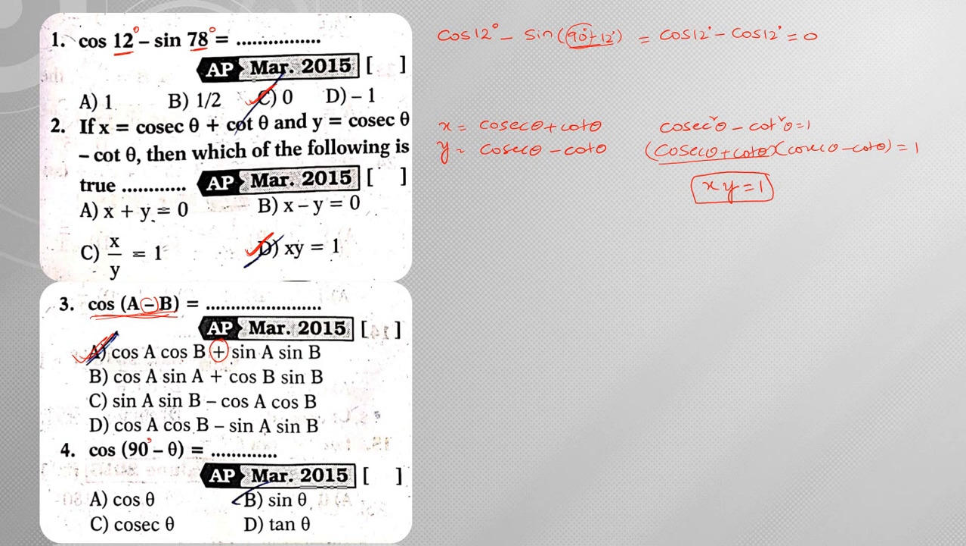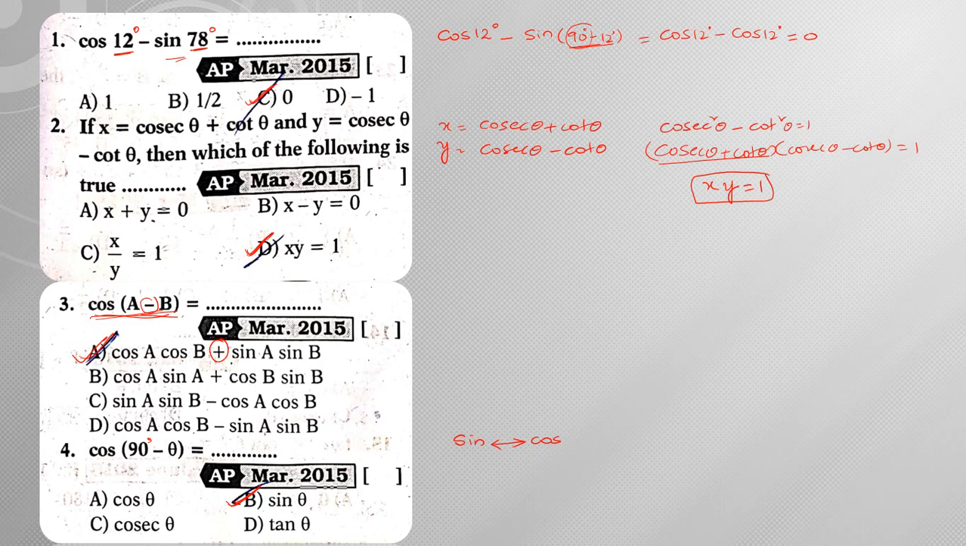Next, cos of 90 degrees minus theta. Already we have discussed here, right? Sin of 90 minus theta is cos theta. Hence cos of 90 degrees minus theta is sin theta. So using this concept, we can simply say that sin of 90 minus theta will become cos theta, and cos of 90 degrees minus theta will become sin theta.